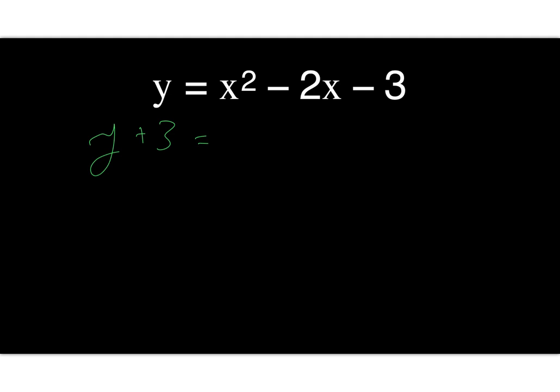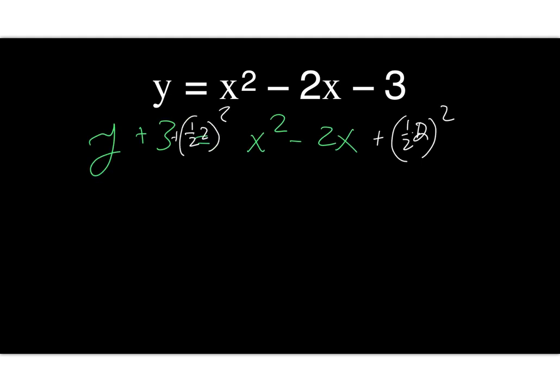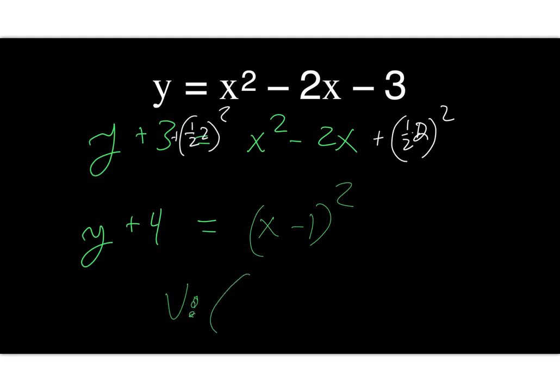Y plus 3 equals x squared minus 2x. Add half of b, half of 2 squared. Here I'm going to add half of 2 squared. Half of 2 is 1. Y plus 4 equals x minus 1 squared. The vertex is 1, because 1 makes the x 0. The y value is negative 4. That's what makes this 0.